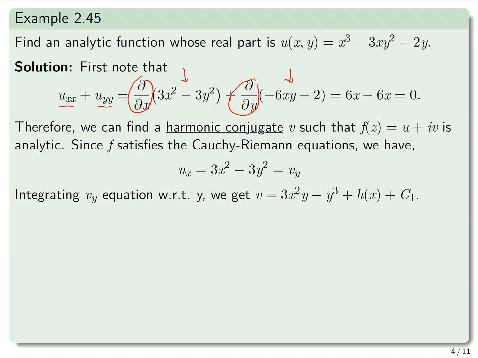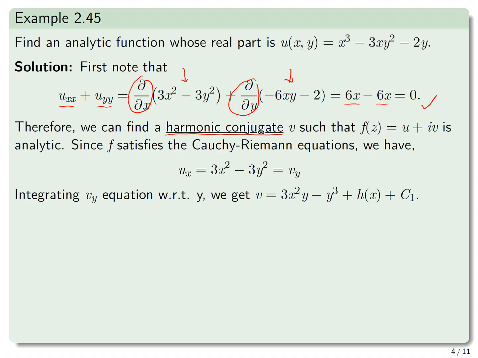And then in the next step, we take another x derivative, you get 6x, another y derivative, you get negative 6x, they cancel out and you get 0. So this says that yes, it satisfies the Laplace equation. That means it is harmonic. Because of that, we know that we can find a harmonic conjugate. So that means there is a harmonic conjugate.